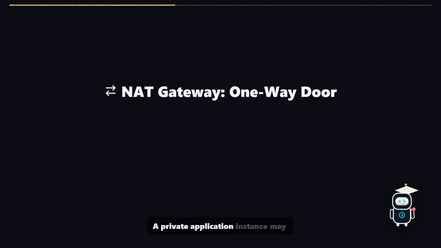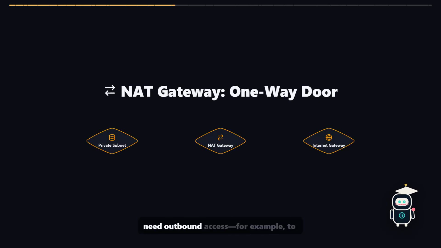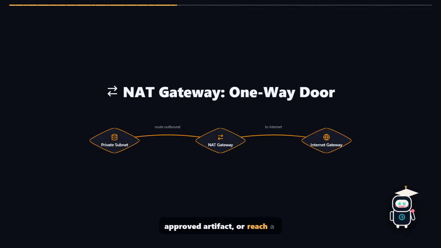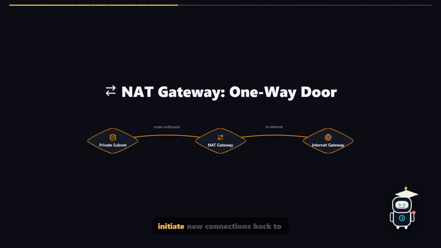A private application instance may need outbound access, for example, to retrieve an operating system package, contact an external API, download an approved artifact, or reach a service that does not offer a VPC endpoint. You do not want the internet to initiate new connections back to that instance. That is where a public NAT gateway can help.